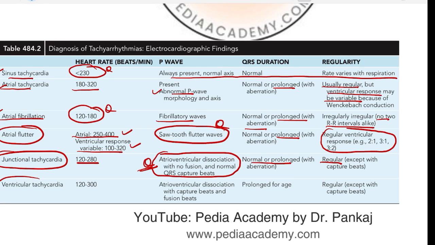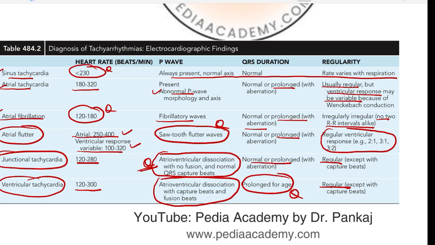Ventricular tachycardia (VT). VT generally has heart rate of 120 to 300. In this condition, atrioventricular dissociation with capture beats and fusion beats. QRS duration is prolonged for age, very important, and generally rate is regular.